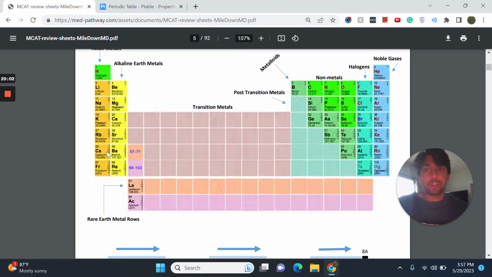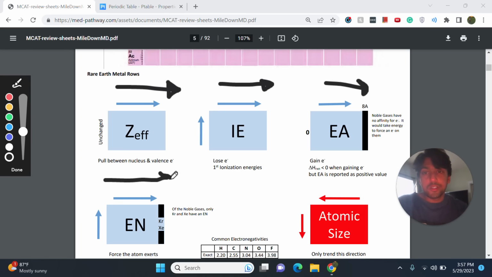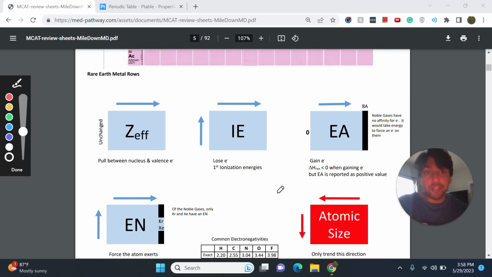But as you go to the right, the number of protons in the nucleus is increasing, and the electrons are still staying at the same distance from the nucleus, right? So that basically defines all of these trends, that generally as you go to the right, these numbers are going to increase. And they all represent a very similar thing, which is this pull between the nucleus and valence electron. Now they have minute differences, and it's useful to know these minute differences.